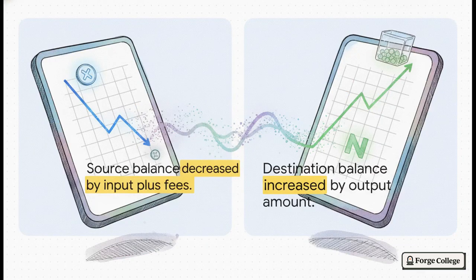All right, time for our final sanity check. A successful swap means two things happened. Your source token account balance strictly decreased by your input amount plus the network fees, and your destination account strictly increased by your output amount, staying safely within that slippage tolerance we talked about. If those ledgers match up perfectly, huge congratulations, my friend. You have successfully built an aggregator swap.